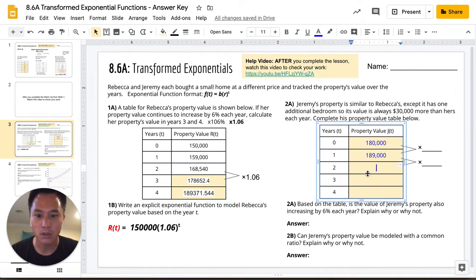So this would bring me to 198,540 and 208,652. Last one, 219,371.54.